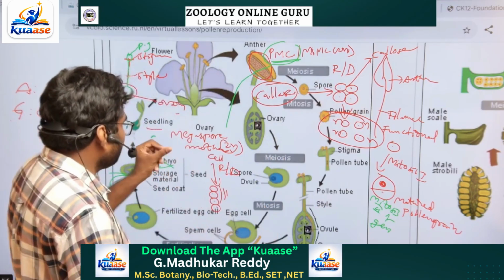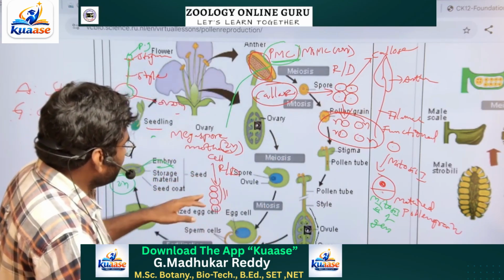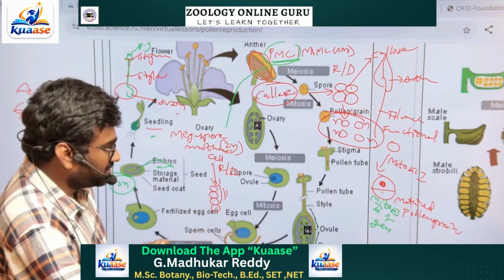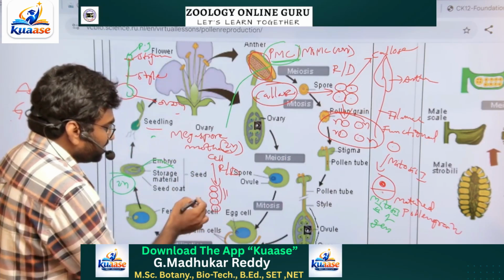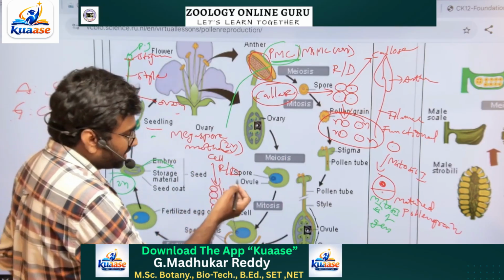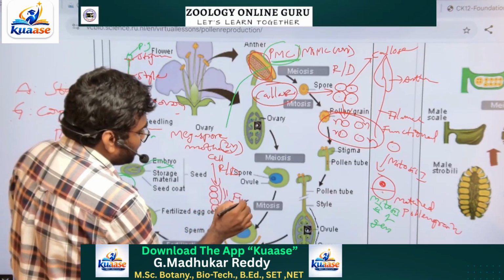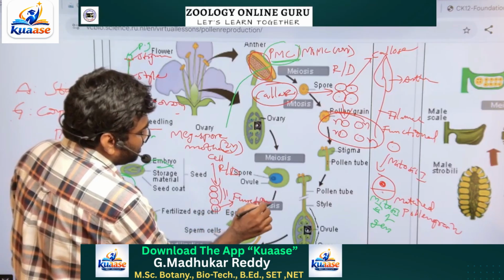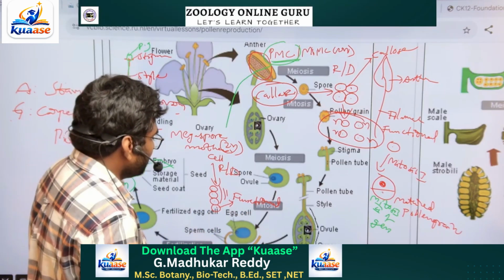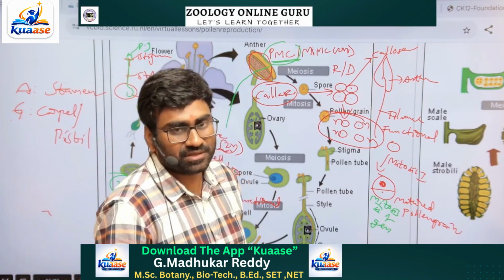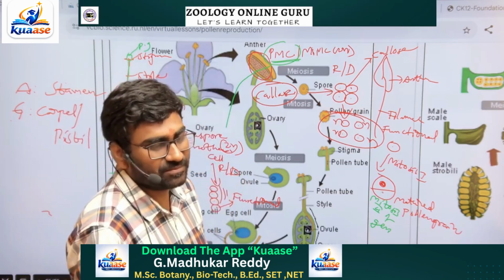But here the megaspore mother cell produces the 4 megaspores. Out of the 4 megaspores, 3 cells will degenerate. Only one is the functional megaspore. This functional megaspore finally develops into the mature egg embryo sac, which is also called the female gametophyte.